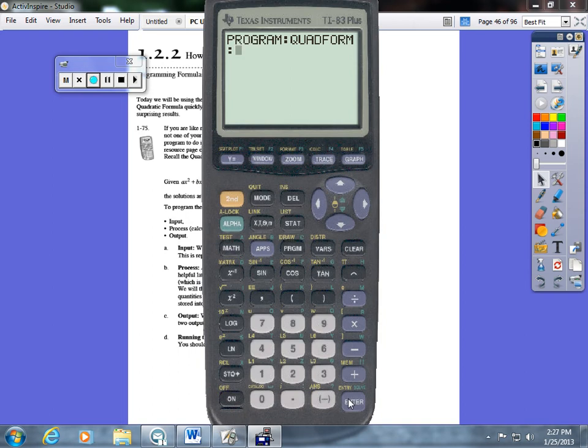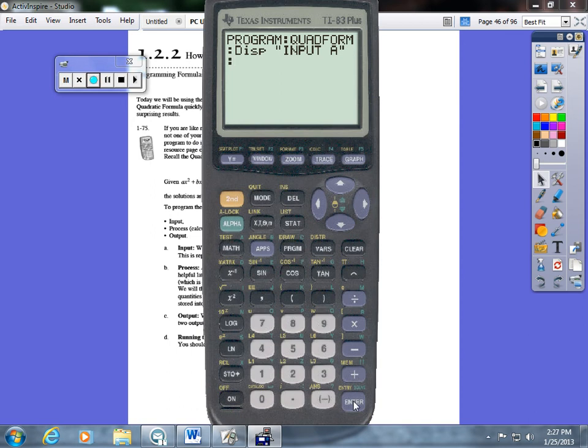So here we go. We're going to go program and input output display. Now anytime you're prompting them and you're asking them a question, you have to put it in quotations. So let's just ask them for a. So let's say input a.